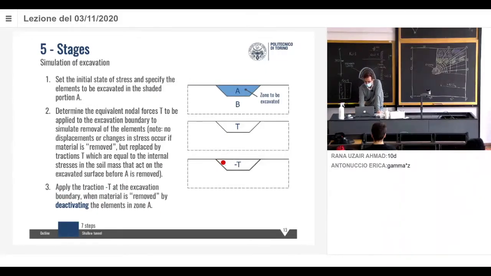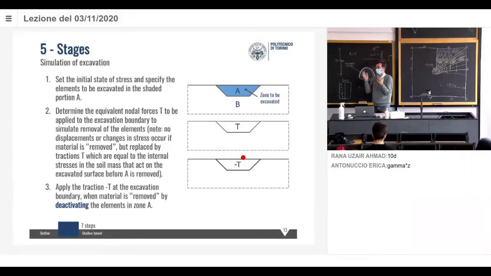We apply a minus T. So in the case of the picture there, the forces are going up. Here they're going down if you want. And by applying the inverse of that force, we simulate the excavation. So in practice, in your numerical model, you will go here and say excavate, and you will see in the graphics that you are removing the elements. You will see this on Thursday. You simply click there, and the elements will disappear, like if you are excavating.